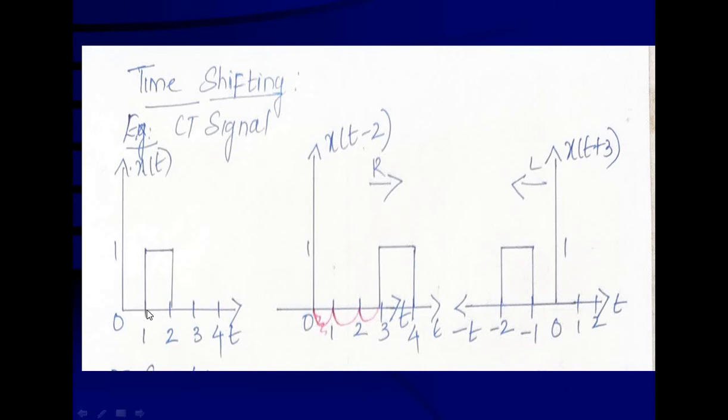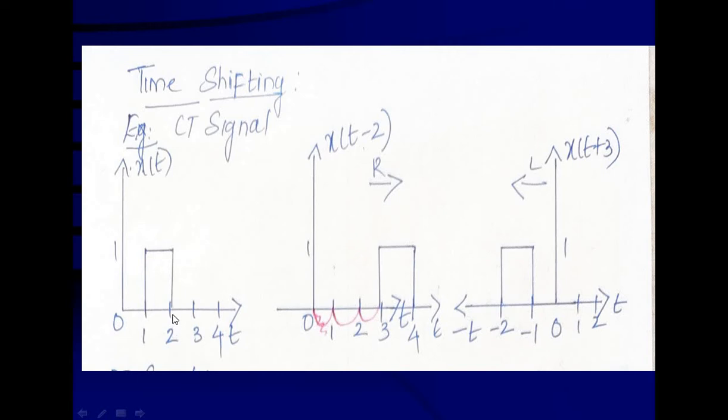So 3 time units in the sense 1 to 0 will count 1 time unit. 0 to -1 will count second time unit. -1 to -2 will count this third time unit. So your starting point 1 has now shifted to starting point of -2. Similarly, look at the ending point 2.